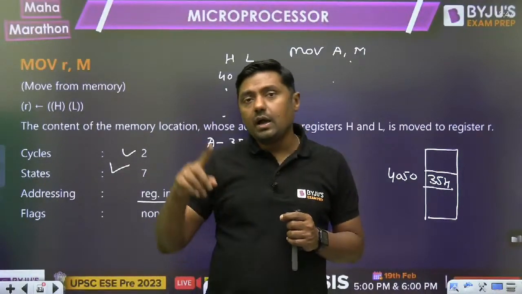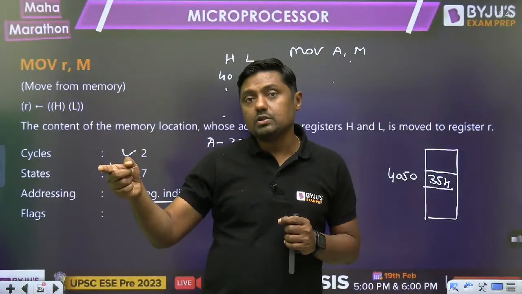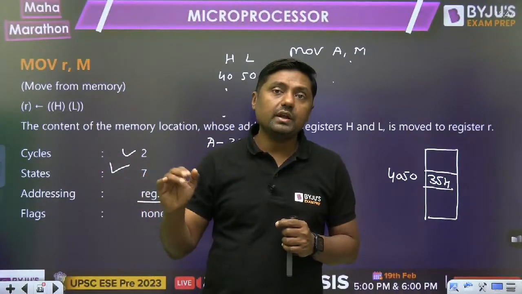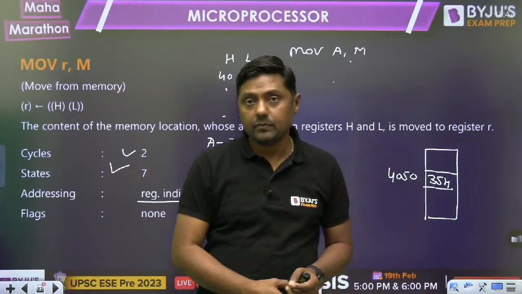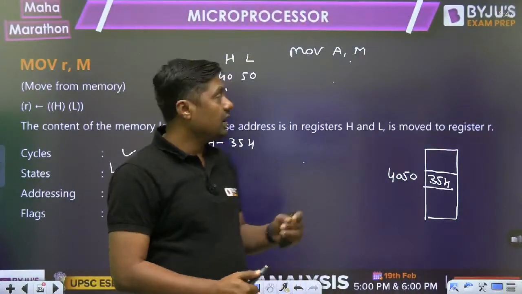It will take the address from what? The HL pair, and that's why it is called indirect. Register indirect means data is transferred from a memory location to a register. Register indirect addressing mode.